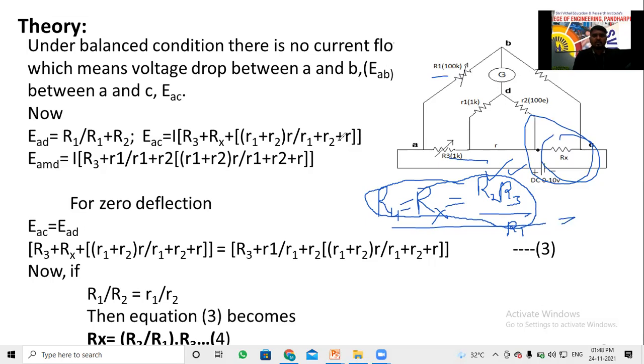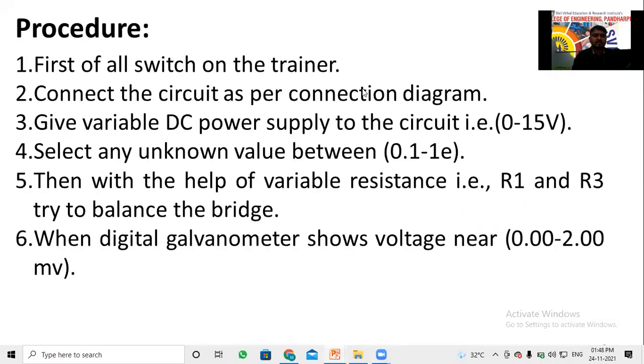So the procedure for this experiment is, first of all, switch on the trainer. We have to switch on that one. Connect the circuit diagram. As per the circuit diagram, we have to do the connection. Next, we have to apply some voltage, 0 to 10 volts or 15 volts here now. And we have to select one in a kit. They have provided resistance over there, up to 1 ohm. We can choose 0.1, 0.2, 0.3, 0.5, 0.6, 0.7, so 0.9 or 1 ohm also we can choose over there.